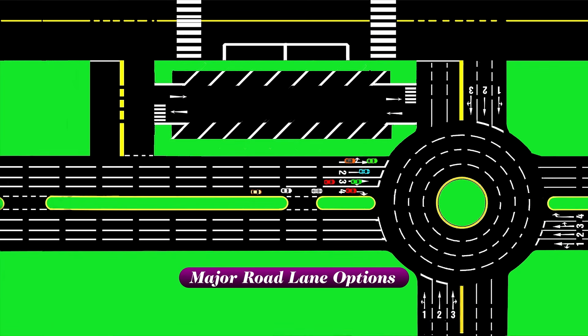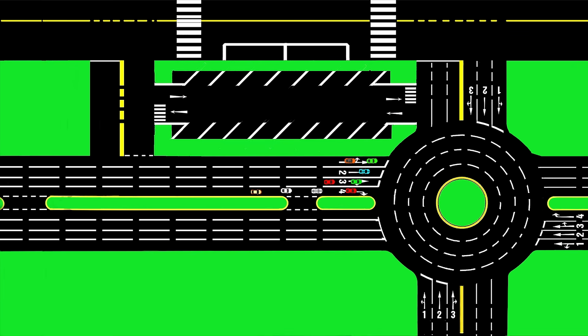On a major road, lane 1 has got 2 options. The first option, you stay on lane 1, that is, you go straight. The second option is you turn left at 90 degrees. Lane 2 has got 1 option. You only go straight ahead.